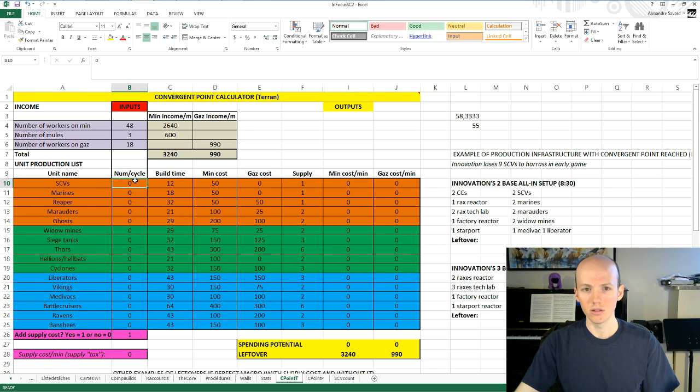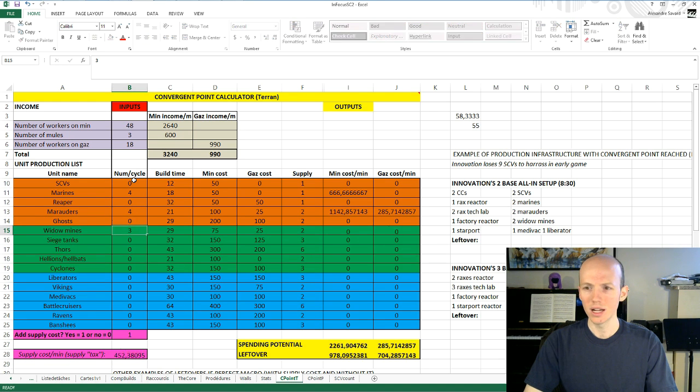So we've got no more SCVs being produced. He's done with the SCVs. He's making 4 Marines at a time. He's making 3 Marauders, 2 Widow Mines, and 2 Liberators. Oops, that's 2 Liberators, yes. Now, wait, no, I didn't put too many Marauders in here. Yeah, and too many Widow Mines too. That's 2 Widow Mines, and yeah, 4 and 3 Marauders. Here it is. Okay, now that makes sense.